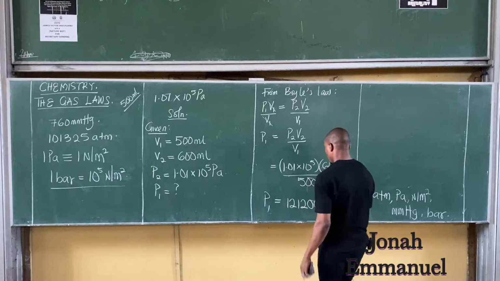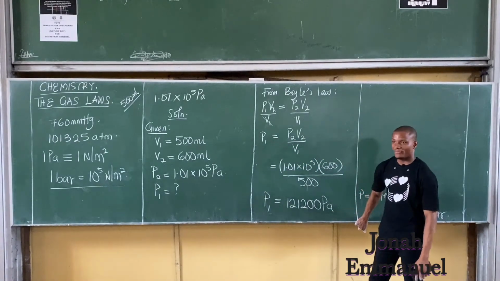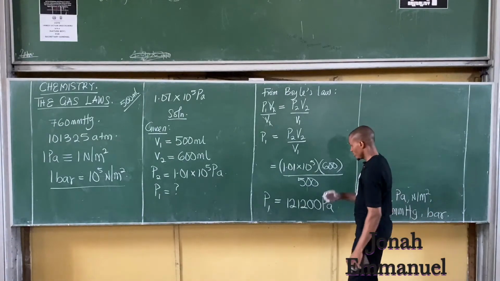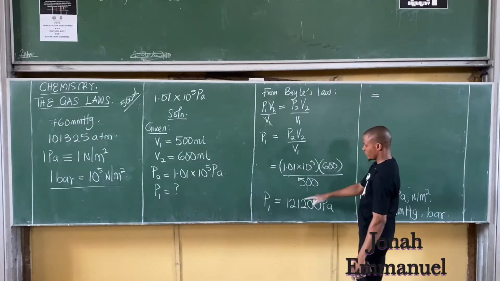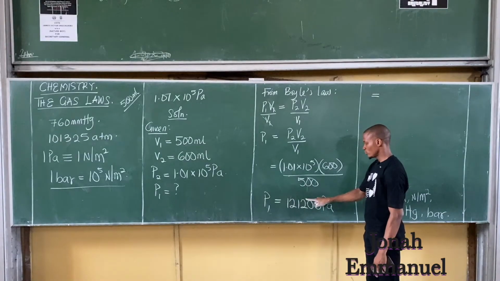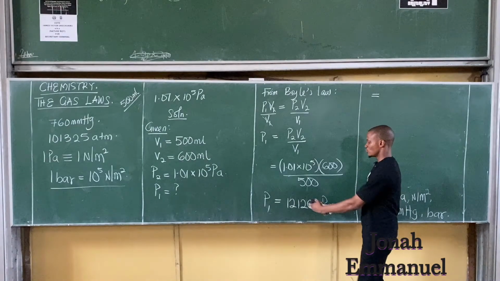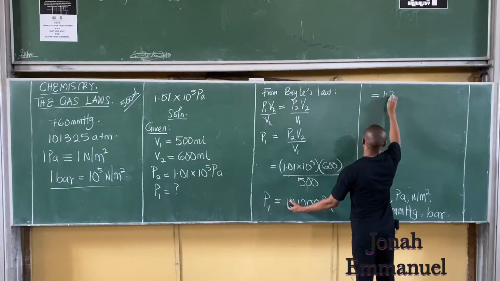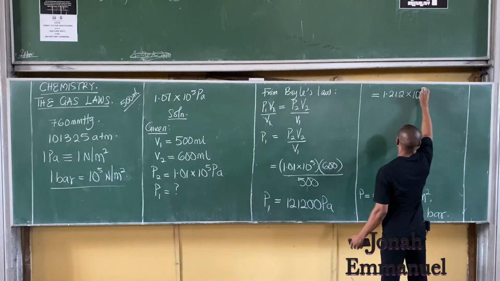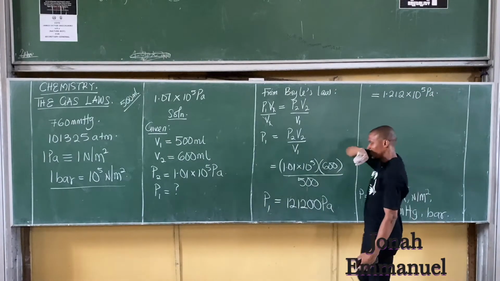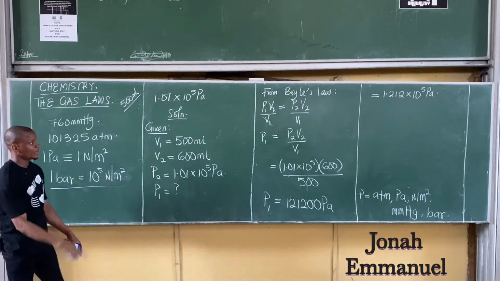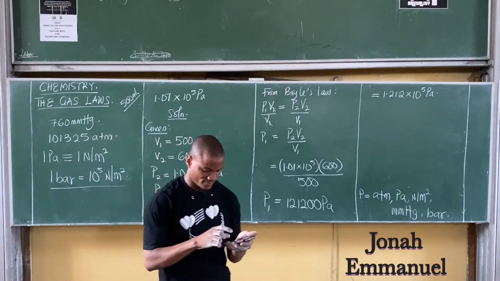If you want to know, express this in index form. What will it be? Start from here, 1.2. Go this way now: 1, 2, 3, 4, 5. So 1.212 times 10 to the power 5. Here's the thing. Okay. So I have this one.